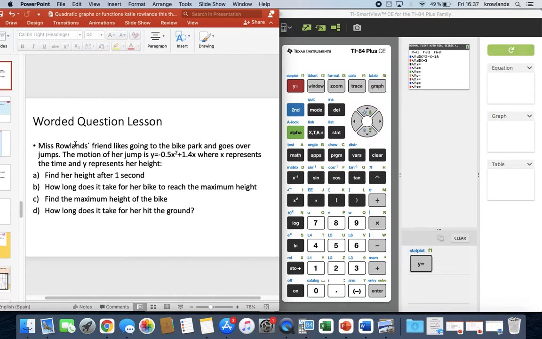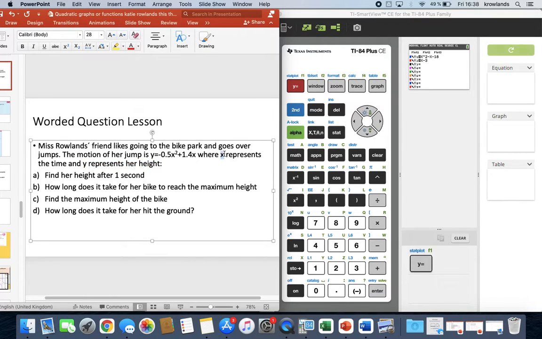Miss Rowland's friend likes going to the bike park and goes over jumps. The motion of her jump is this. The most important part about this question is the fact that x represents the time and y represents the height. For motion questions, this is normally always the case.